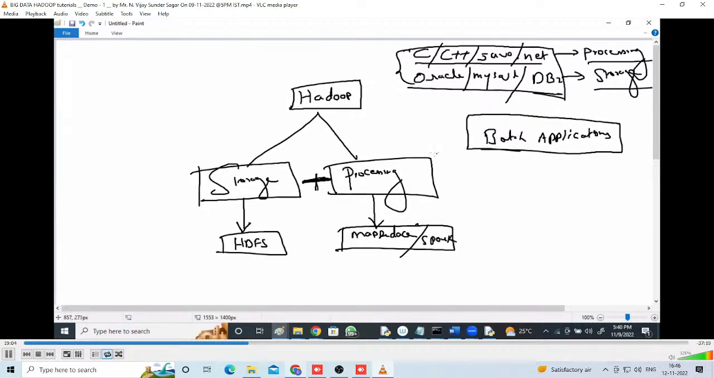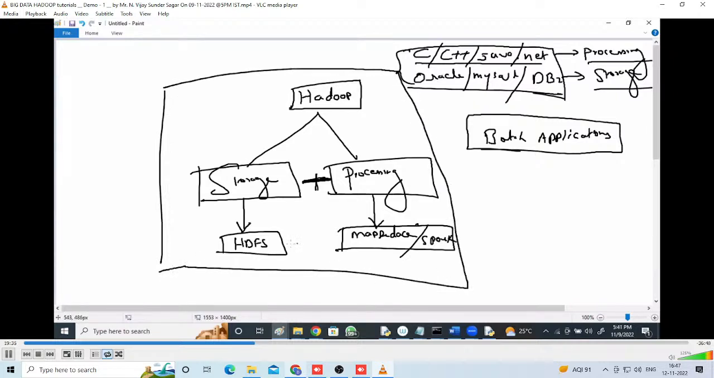If you are making a single transaction, Hadoop is not required. For millions and trillions of records, you can go for Hadoop, but for a single record or two records, no, you can go with the databases. So for batch applications with millions and trillions of records, storing and processing, go for Hadoop.